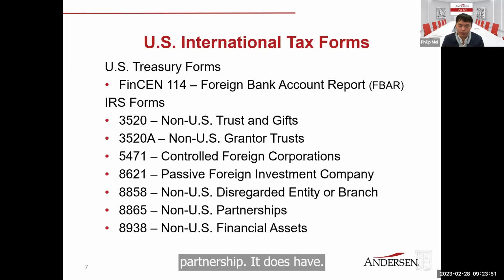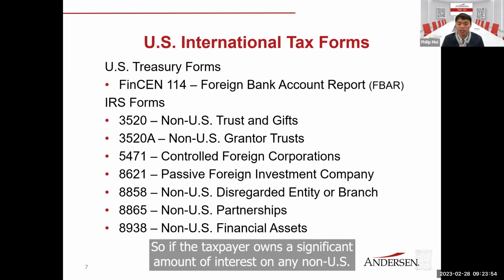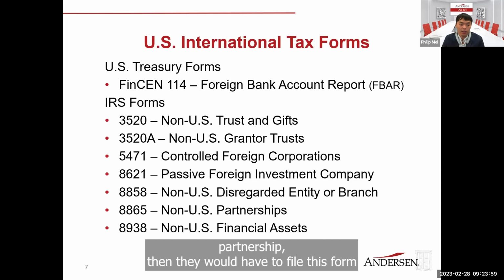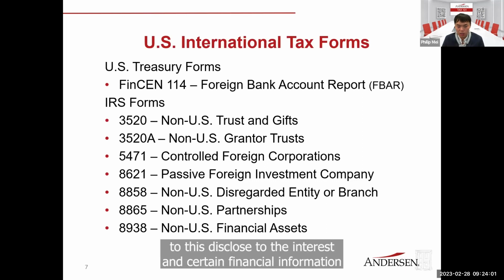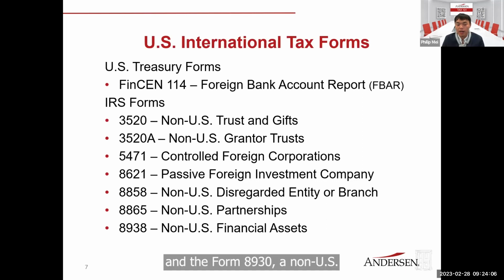If the taxpayer owns a significant interest in any non-US partnership, they would have to file this form to disclose their interest and certain financial information. And Form 8938, non-US financial assets, requires mostly similar information as the FBAR with some differences. The filing threshold is also different. So those are the common forms that we see on a regular basis.